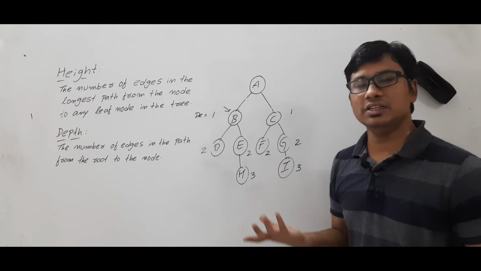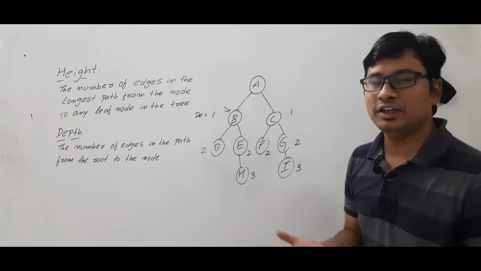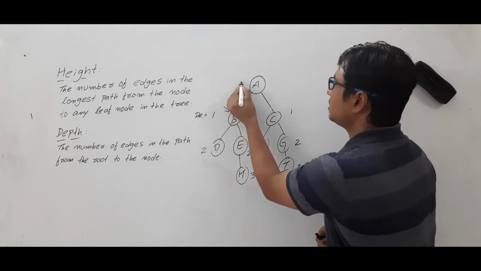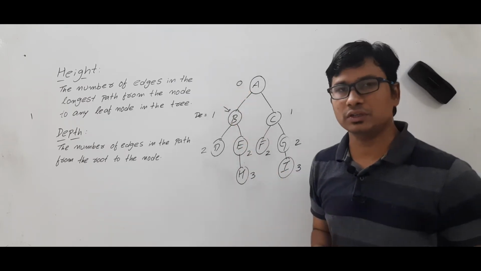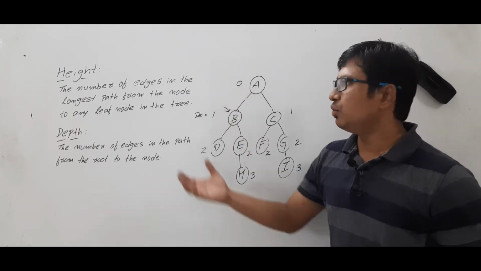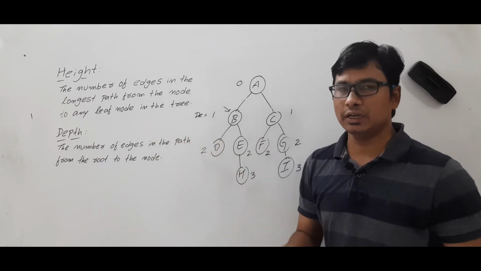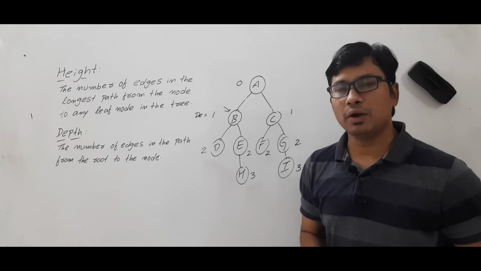The depth of the root node is equal to 0. From that node, how many edges are required? 0 edges are required. So you can consider the depth of the root node is equal to 0. So this is the way we compute the height of a node and the depth of a node in a binary tree. I hope you have understood.